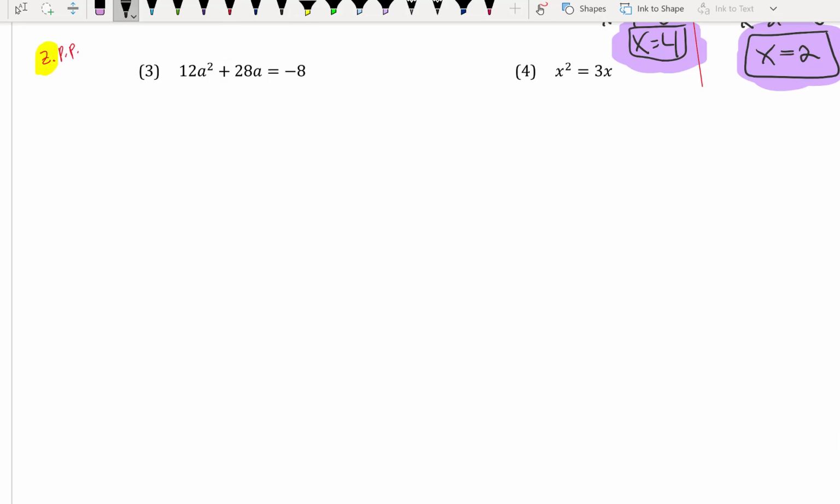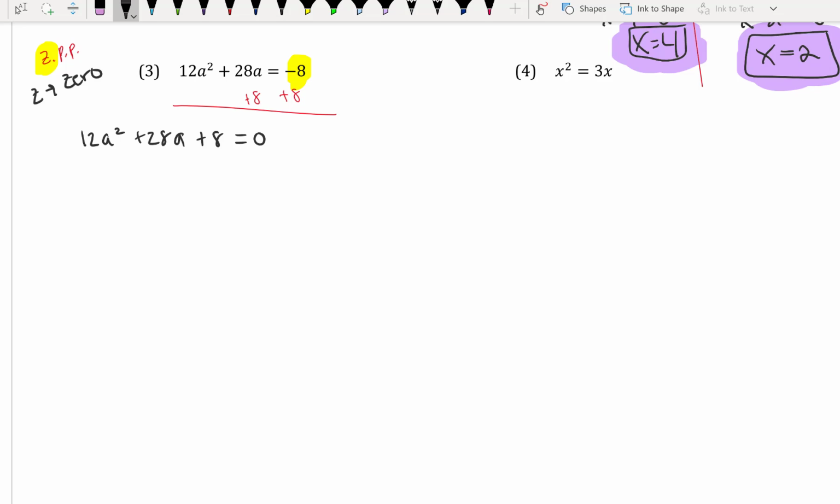What's our first variable? That first variable is z, which stands for 0. So you really want this to equal 0. So the only way to do that is to add 8 to both sides. So then I'll get my 12a squared plus 28a plus 8 is equal to 0.